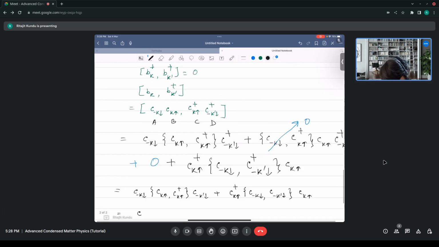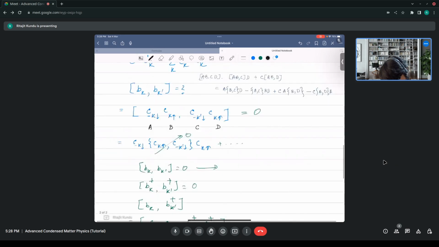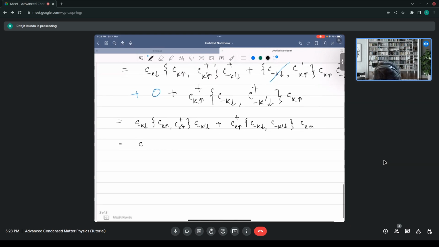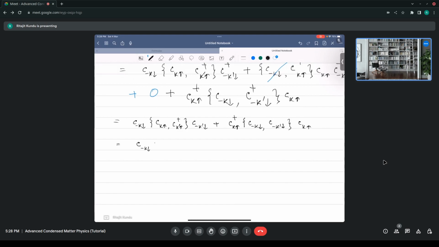I have probably missed a prime here. Yes, between B and C, it should be a prime. So c minus k down, c minus k prime down, and this is delta k k prime. And the second term is c k up dagger, c k up, and then again I have delta k k prime. I think I'm missing a prime here too.